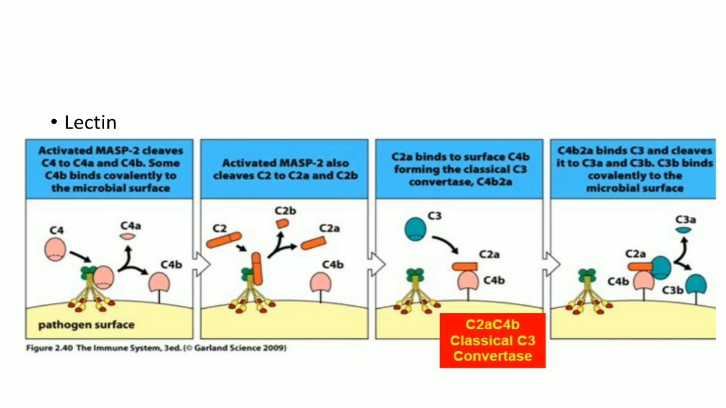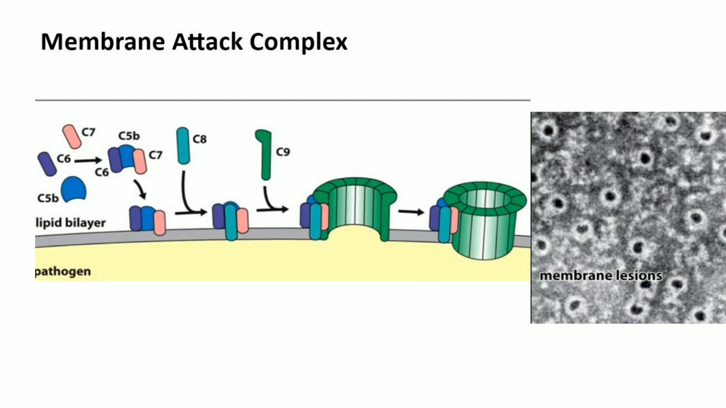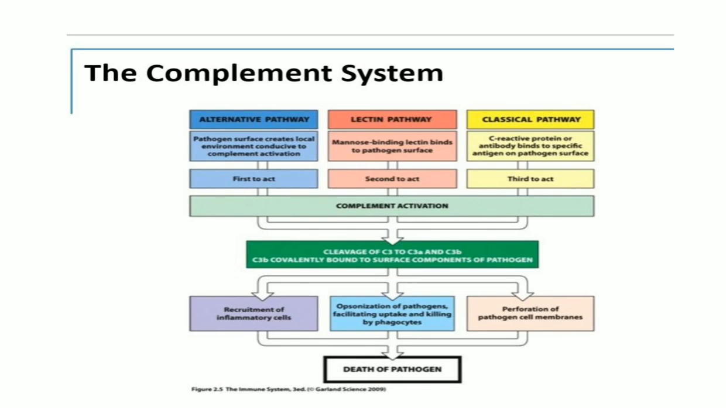So the initial step is mannose binding lectin binding to the carbohydrate present on the cell wall of the antigen. Now, this is the microscopic picture of the membrane attack complex. You can see that it is formed by C5b, which activates C6, C7, C8, C9 to form the membrane attack complex. Now this is the summary of the complement system.